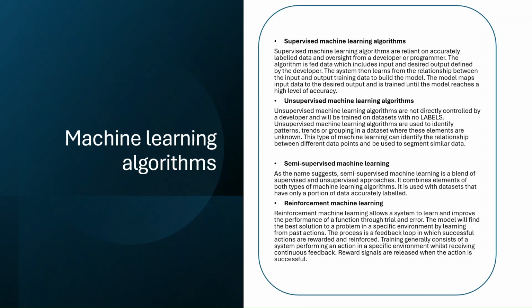Semi-supervised machine learning, as its name suggests, is a mix and match of both supervised as well as unsupervised machine learning, and it combines elements of both types of machine learning algorithms.